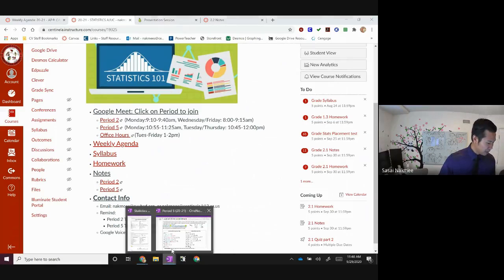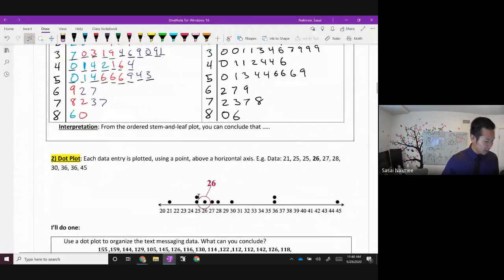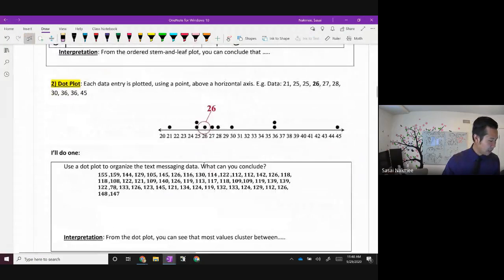Let's see here, where are we at? We've got 20 minutes, perfect. Let's go on to this next part. This next one is a dot plot. The dot plot: each data entry is plotted using a point above a horizontal axis. And we're looking at it for these values right here.